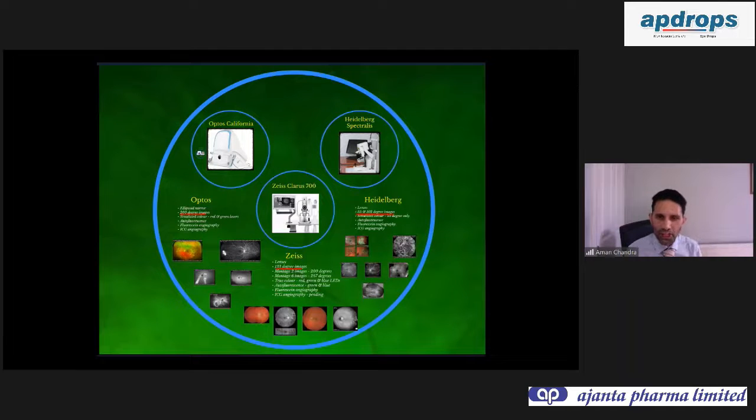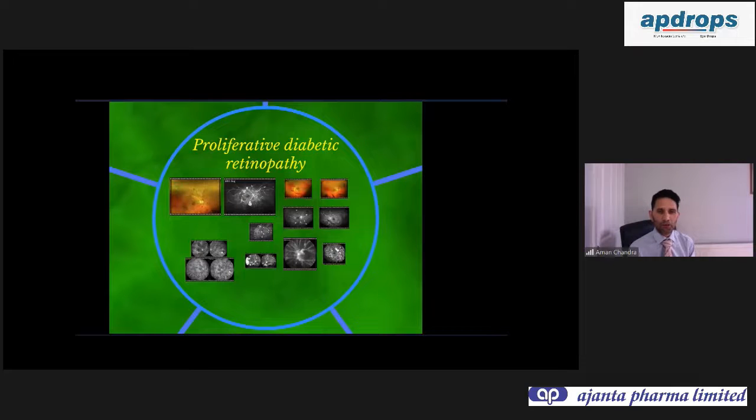So for wide field imaging, essentially three machines are available: the Optos in the top left, the Heidelberg in the top right, and the Zeiss Clarus in the middle. The Optos takes images of up to 200 degrees with one photograph. The Zeiss Clarus is about 133 degrees with one image, and the Heidelberg is about 102 degrees. These latter two machines can take wider pictures when you join the pictures together. I'll talk about a few conditions and the use of wide field imaging.